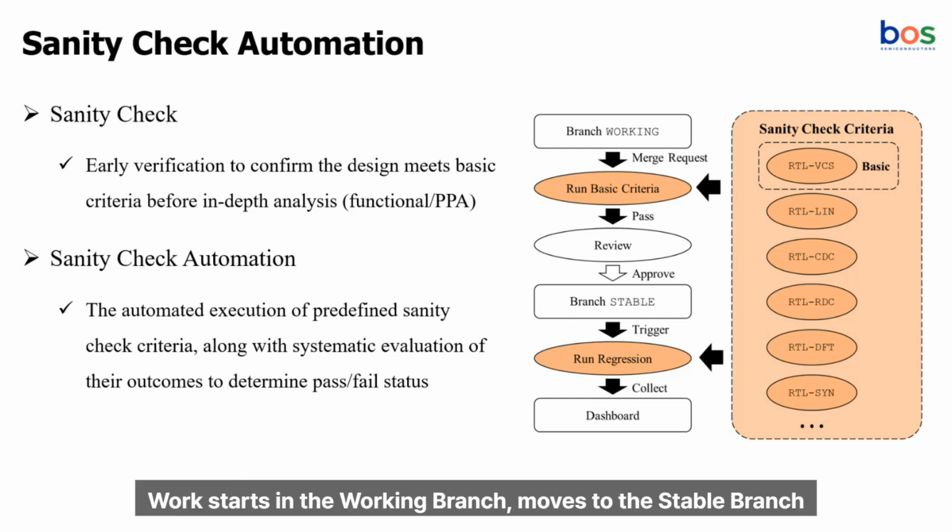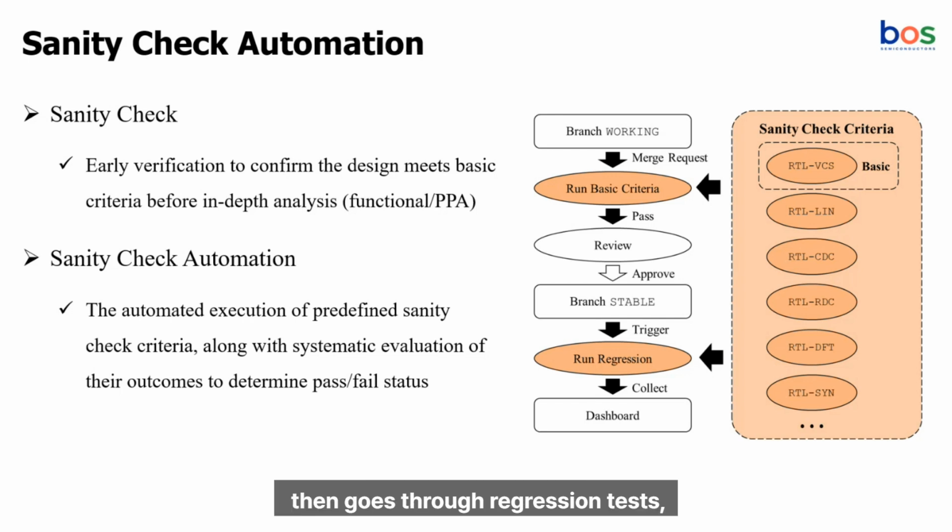On the left, the diagram shows the workflow. Work starts in the working branch, moves to the stable branch after basic check, then goes through regression tests, and finally the results are shown on a dashboard. On the right, you see the sense check items: simulation, lint, CDC, RDC, DFT, and synthesis. Automation helps us catch problems early and keep the design stable for everyone.